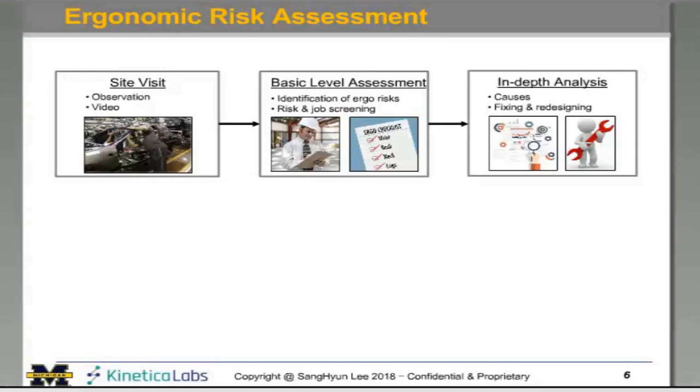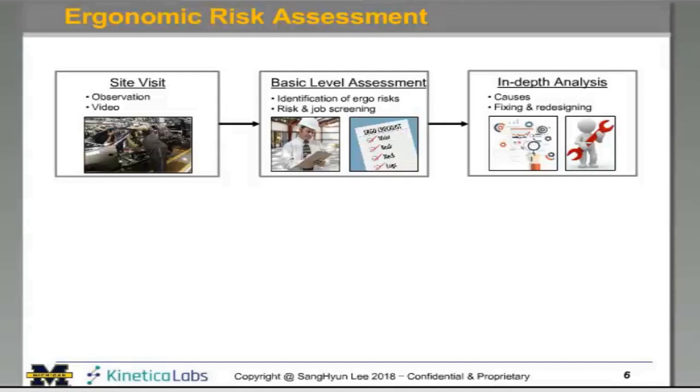This basic level assessment is to identify ergonomic risk. So we can say that it is more about risk and job screening, meaning that we would like to identify which job is causing the problem. Then we narrow down the scope and do in-depth analysis. And then if you want to fix something, you go with a very sophisticated analysis tool to identify how we can address this issue.